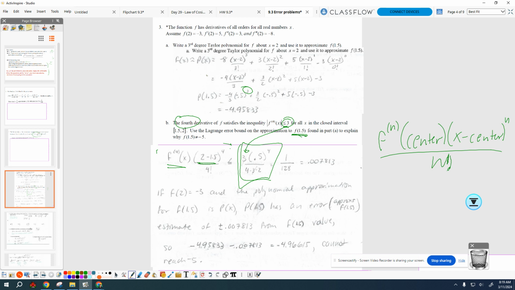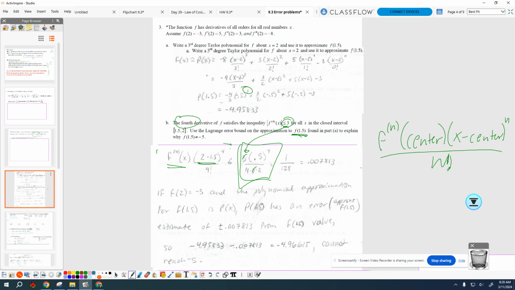I reduced the 3, and 32 times 8 is 128. Like, I get that max error. Yeah?